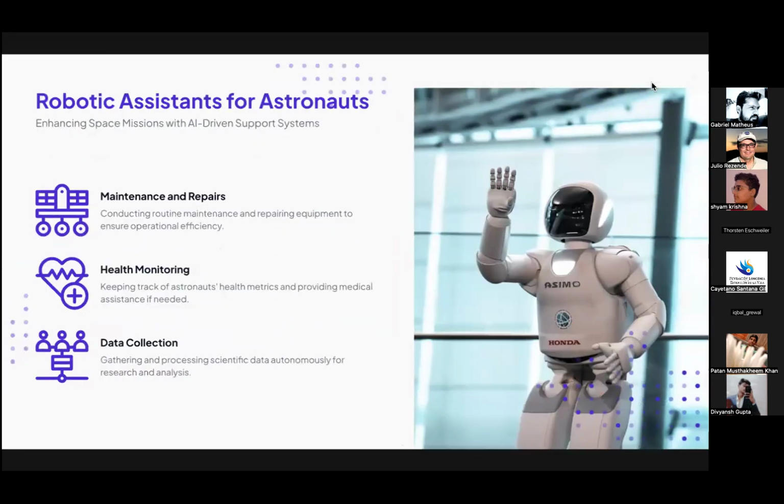Going to the next slide, we have robotic assistants for astronauts, enhancing space missions with AI driven support.